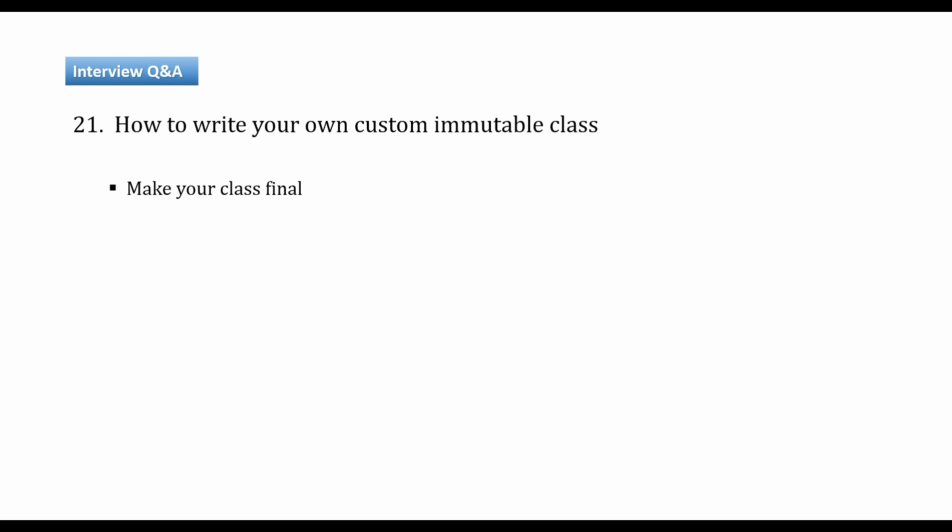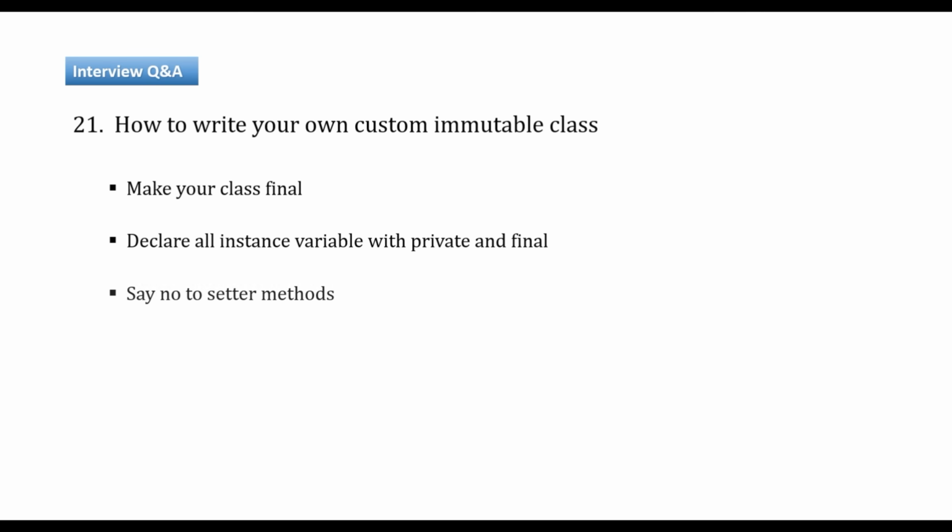So the first step, you need to declare your class as final so that no one can extend it. Okay. And the next step, declare all instance variables private and final. Declare private so that the scope of the variable is within the class, and define final so that no one can reassign it. Okay, and say no to setter methods. Don't add a setter method. Write only getter methods so that no one can modify the variable. They can only get the value from the attribute.